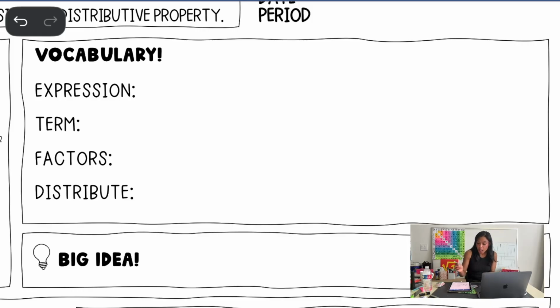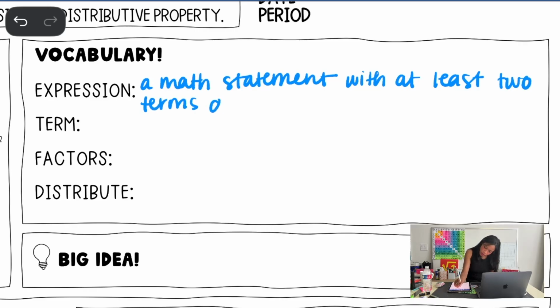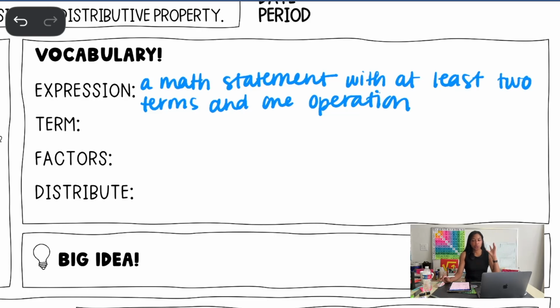So an expression is a math statement with at least two terms and one operation. So it has to have at least two things, two terms, and we should add, subtract, multiply, divide, take the square root, square it, something of that nature. All right, perfect.